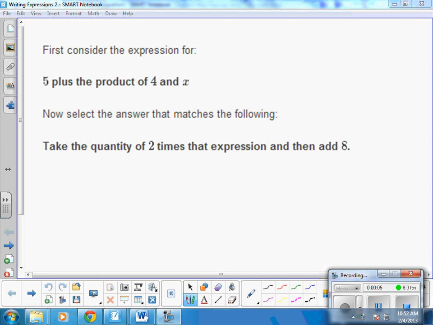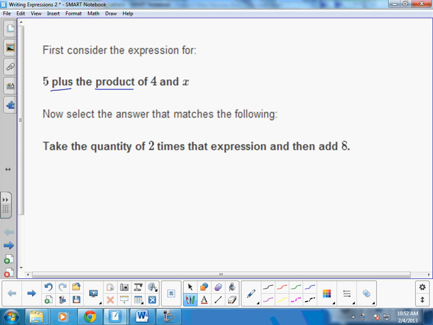Okay, writing expressions 2. 5 plus the product of 4 and x. You have to remember what sum is equal to, what that means. Product, what that means. Plus, what that means. Times, what that means. Quantity, what that means. All these different terms, you need to know what they mean.